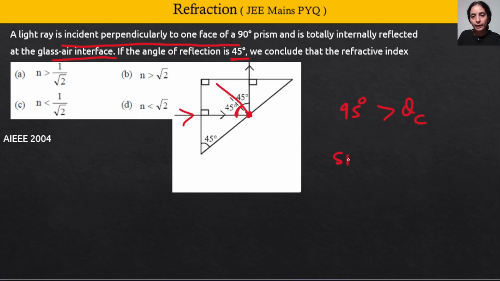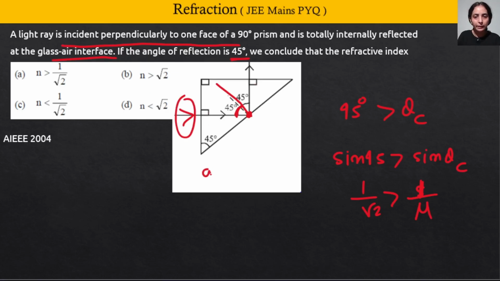Take sine on both sides. So sine 45 is greater than sine theta c, and sine 45 is 1 by root 2 greater than how much? This will be sine theta c, and this is equal to 1 by basically mu, right? Sin theta c को हम क्या लिखते हैं? 1 by mu, because this incident light is in air media, right? And this light is incident inside this cube, and outside media is air. So basically denser media का refractive index is mu, rarer का 1 है, इसलिए मैंने mu लिख दिया. ठीक है, so this is this.